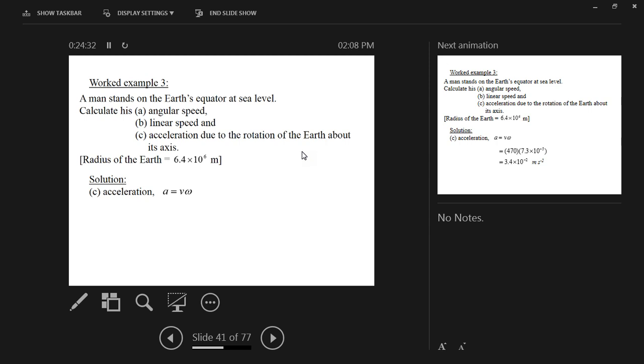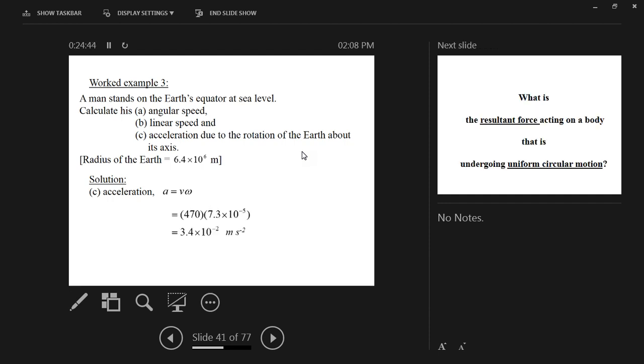Okay, part C, I also find acceleration. Here, I choose to use V omega because I have V and omega. But if you want to use V squared over R or R omega squared, it doesn't matter. So from here, if you substitute in, you should end up with the answer, 3.4 times 10 to the power minus 2 meters per second squared. And so all of us are having this acceleration.